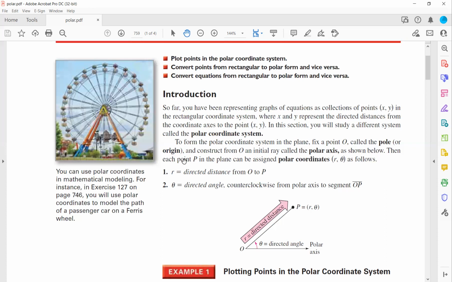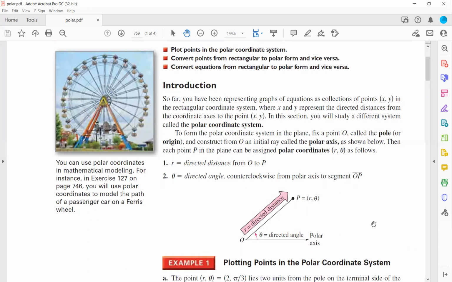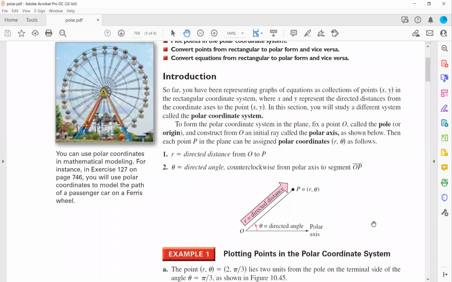Well, any point P in the plane can be assigned polar coordinates denoted by R and theta. R shows the directed distance and theta is the directed angle, measured counterclockwise. So when we are graphing points in polar coordinates, we have point P with first coordinate R and second coordinate theta. The first one represents the distance and the second one represents the angle.